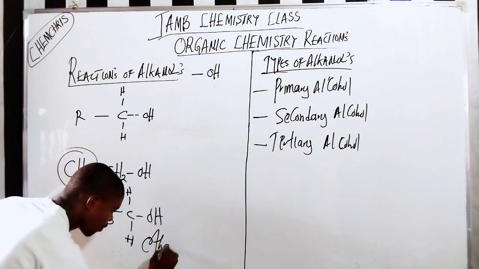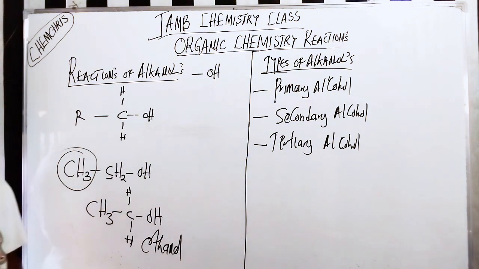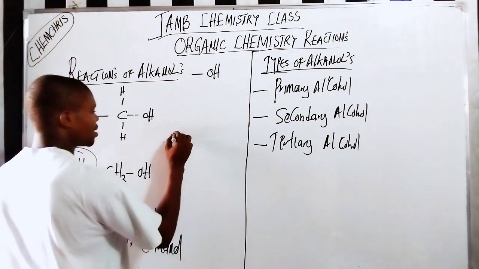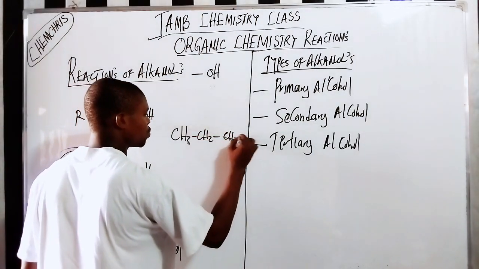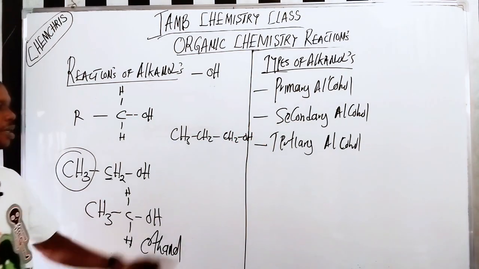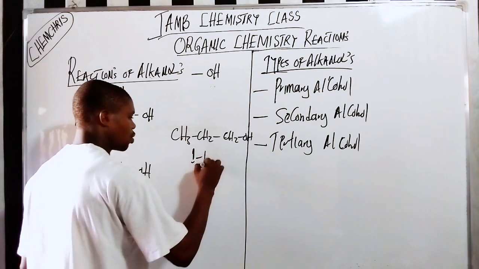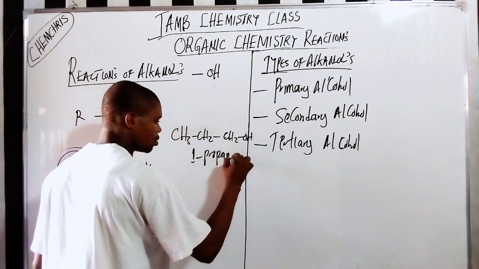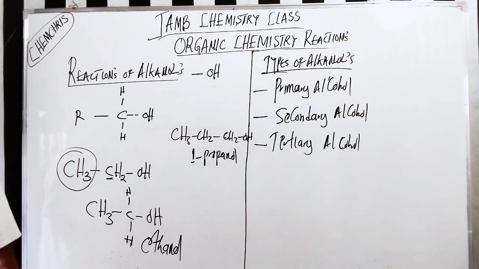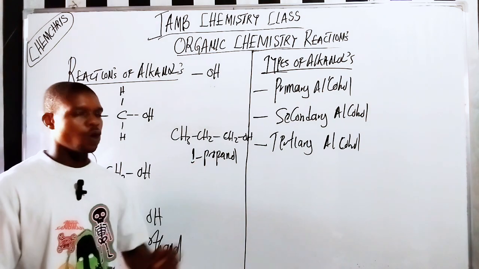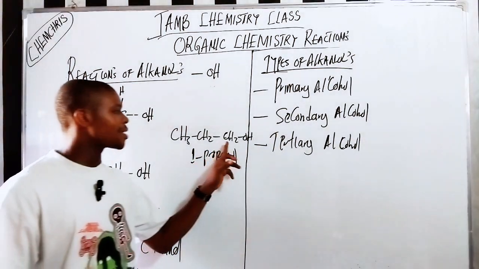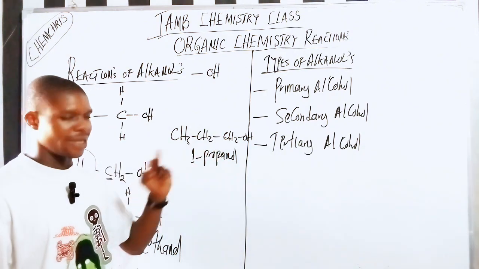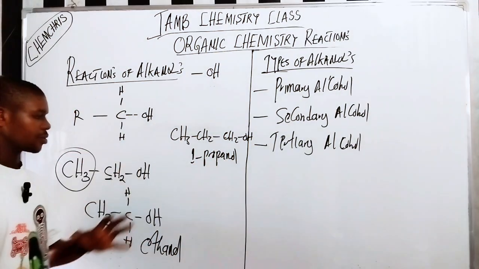Another example is CH3CH2CH2OH. We call it 1-propanol. 1-propanol is a primary alcohol, because the carbon atom that bears the OH has only one alkyl group. You understand? It's called primary.